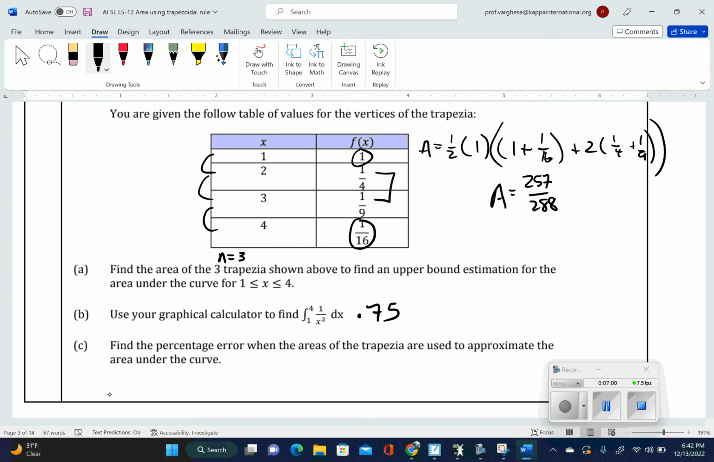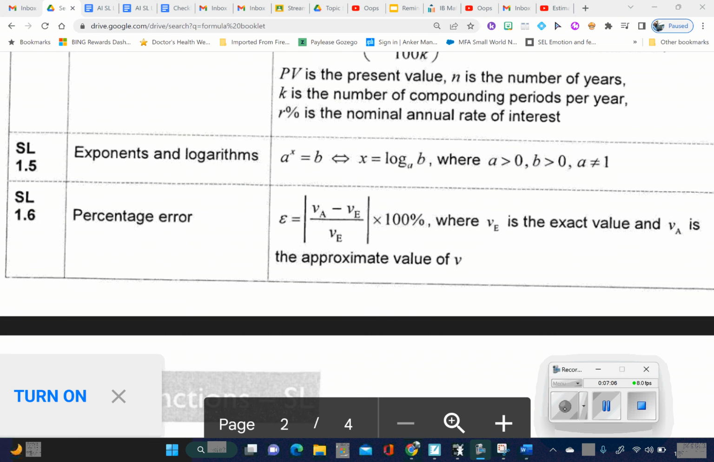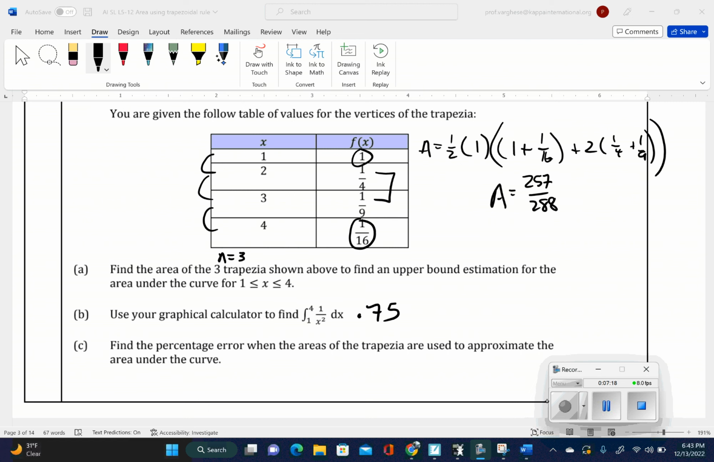For part C, find the percentage error. Okay, so let's look up the formula for percentage error. All right, so here it is. So you take the absolute value of the exact value minus the approximate value divided by the exact value times 100%. So now let me actually do it, right?